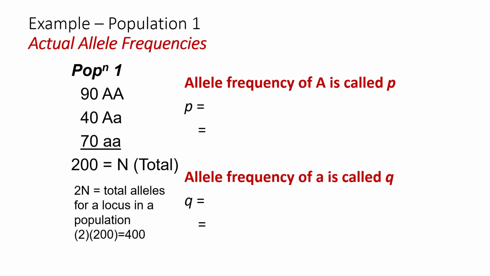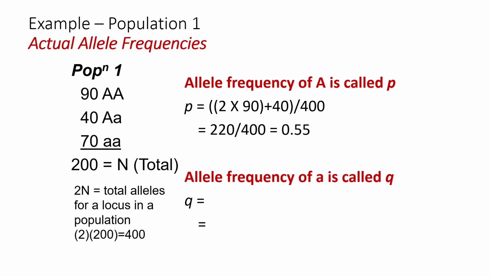So what about the allele frequencies? Well, remember, each individual has 2 alleles. So the total number of alleles is 2 times n, where n is the total individuals in the population. So 2 times 200 is 400. And the frequency of your dominant allele is going to be 2 times 90, because each of those 90 have 2 copies of the dominant allele, plus 40, because each of the heterozygotes has 1 copy, divided by 400 total alleles in that population, or 0.55.